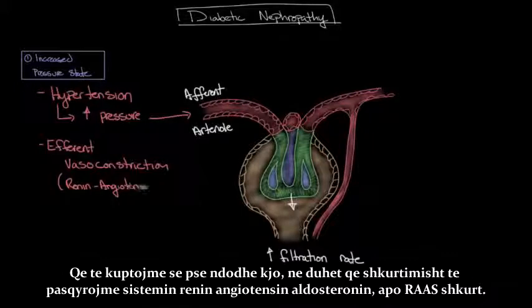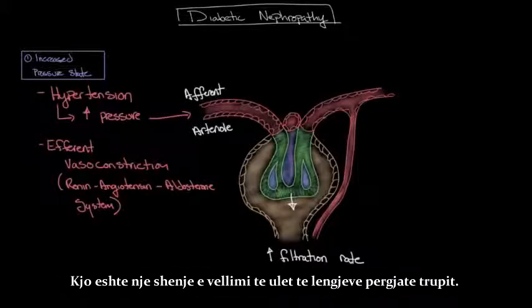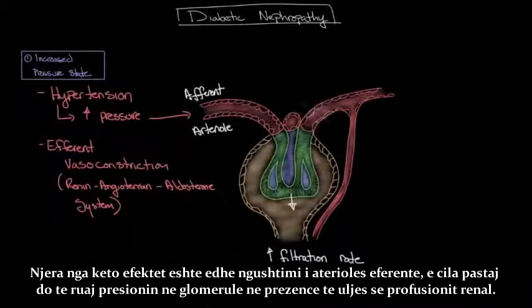renin-angiotensin-aldosterone system, or RAAS for short. So renin is a hormone that's secreted by the kidneys in response to decreased renal perfusion, or low blood flow to the kidney. And this is a sign of low fluid volume throughout the body. So in response to a low fluid volume, renin has a cascade of effects in order to maintain blood pressure as well as volume status. And one of these effects is constriction of the efferent arteriole, which then maintains this pressure within the glomerulus in the presence of a decreased renal perfusion.